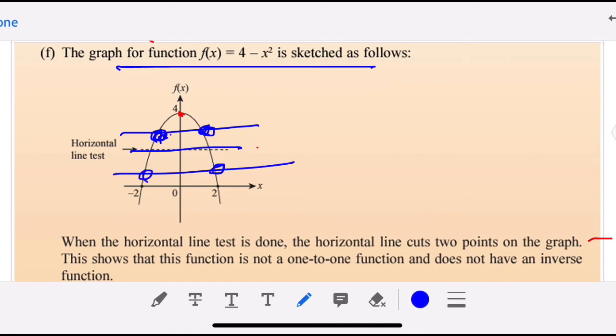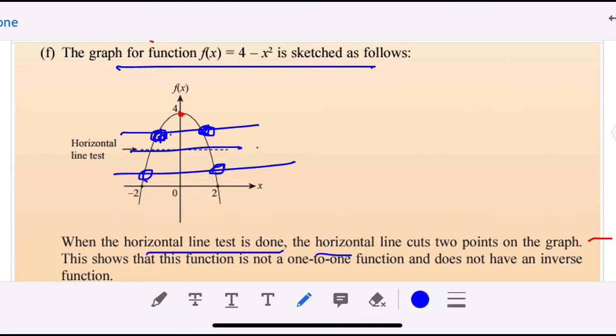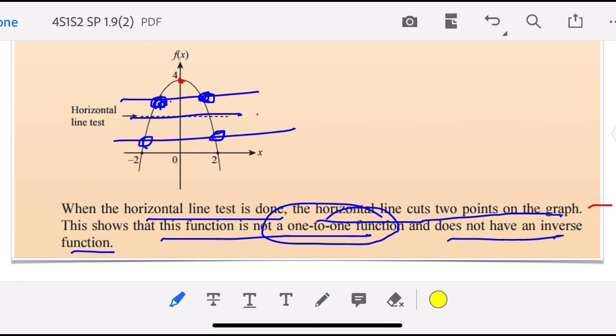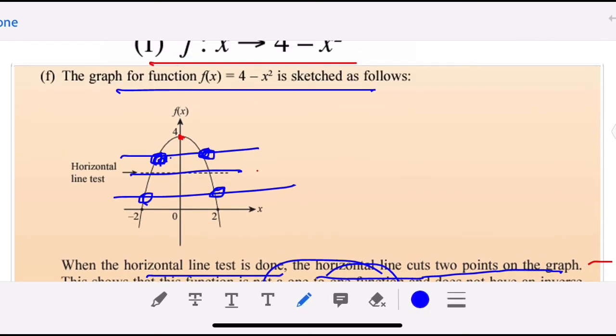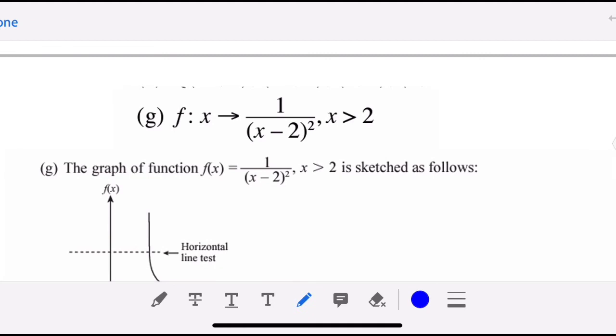When the horizontal line test is done, the horizontal line cuts 2 points on the graph. This shows that the function is not a one-to-one function, and it does not have an inverse function because it is not one-to-one. Therefore, the function does not have an inverse function. So please always conduct the horizontal line test when you see a graph.